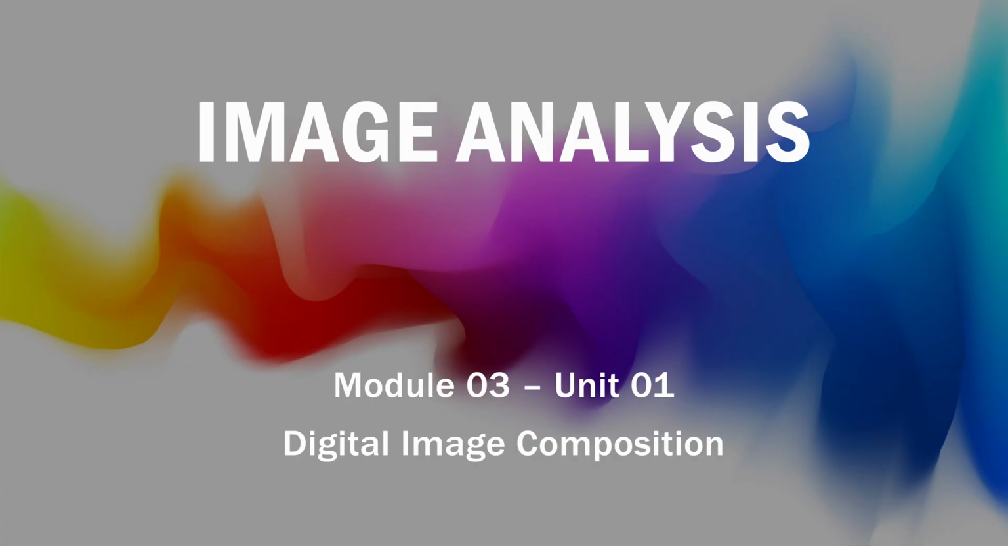Welcome to this module on image analysis. In Unit 1 of Module 3, we will explore digital image composition. We will begin by defining what an image is, then discuss how digital images are formed from pixels arranged in rows and columns. You will also see how images can be represented in different ways, including binary, gray level, and color formats. Understanding these basics of image composition will provide the foundation for more advanced techniques in image processing and analysis.